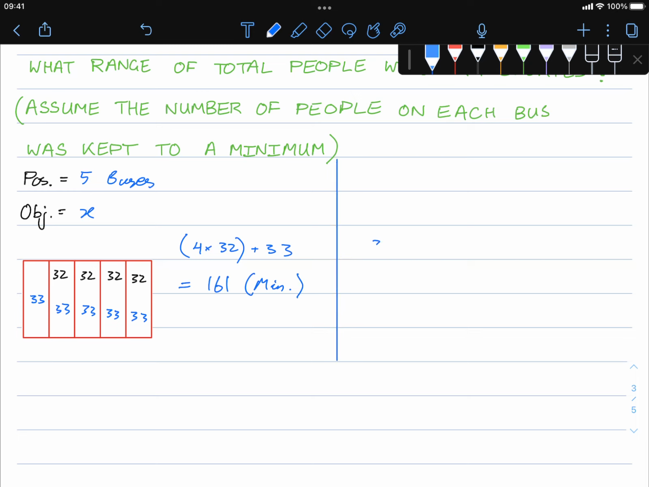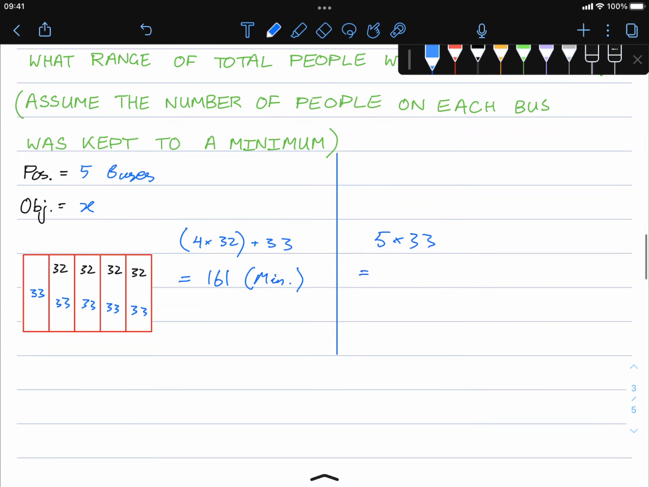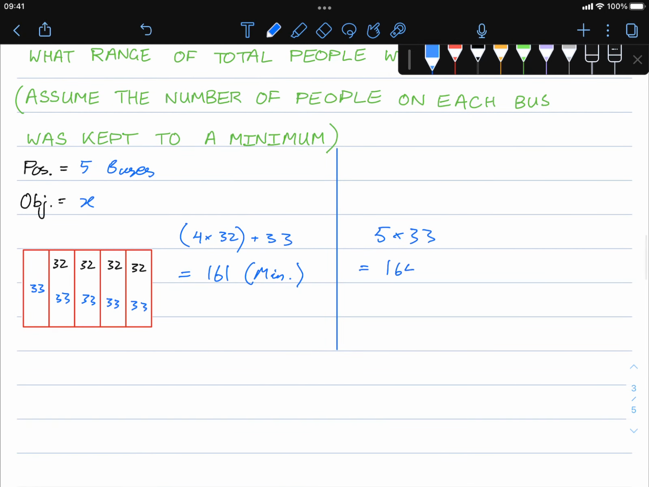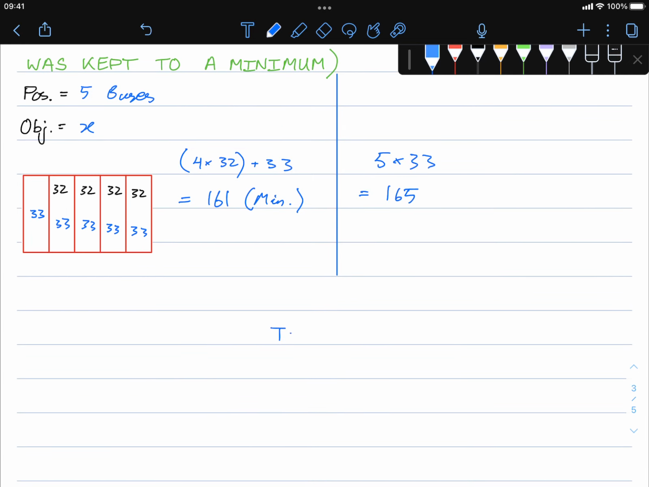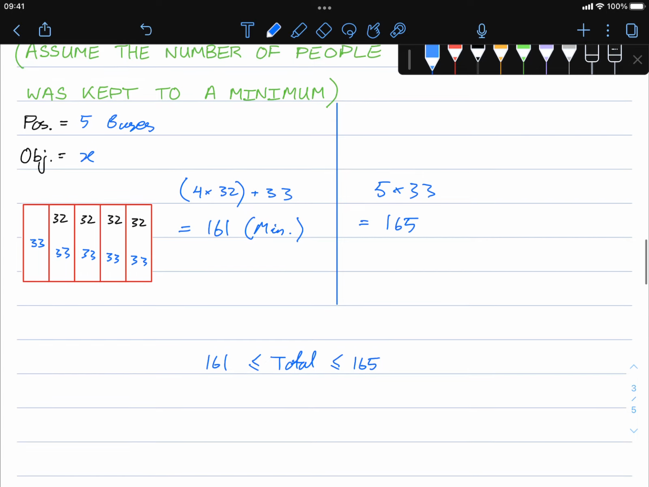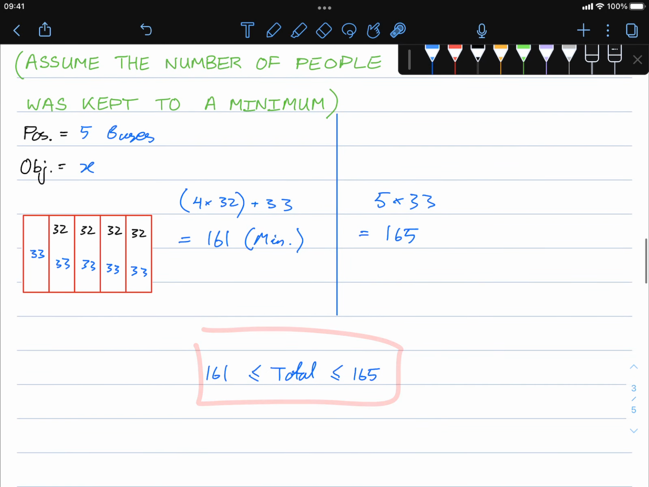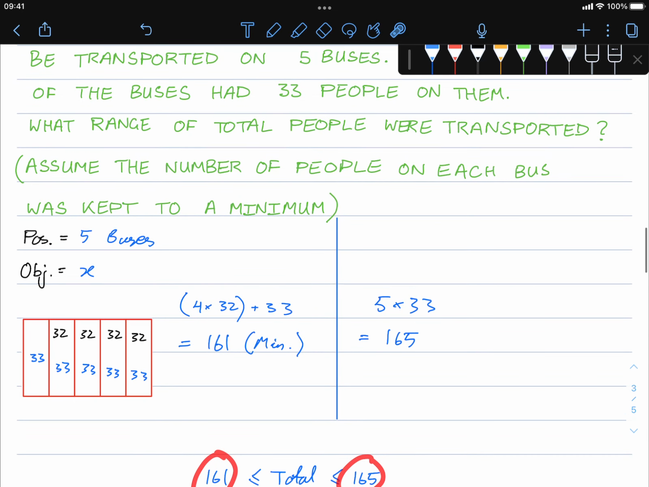And the most is going to be the 5 buses times 33, which I believe is going to be 165. So the range of people, the total is less than or equal to 165, but greater than or equal to 161. So we don't know exactly how many people there are, but it's between 161 and 165 people.